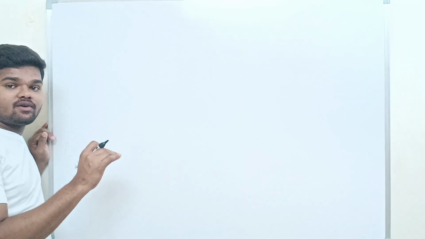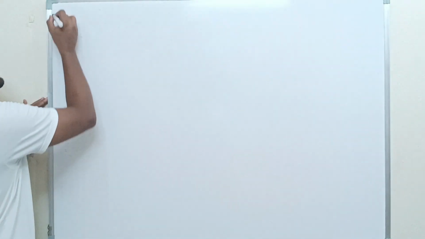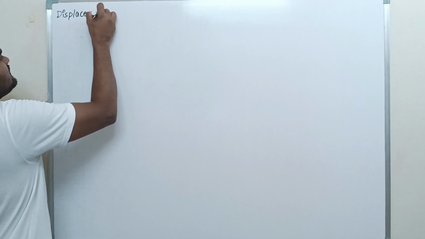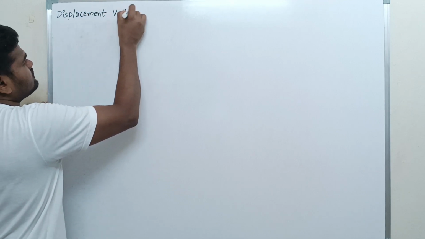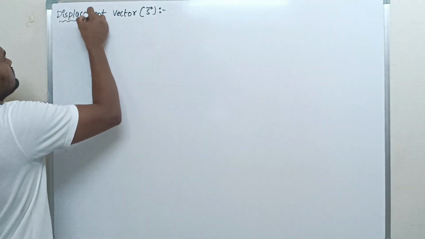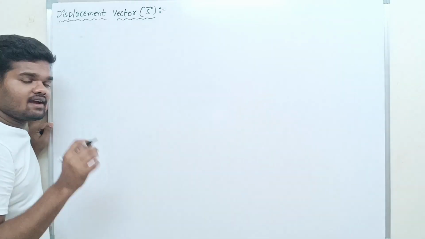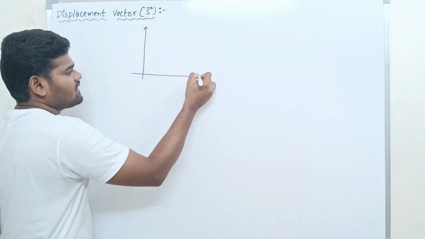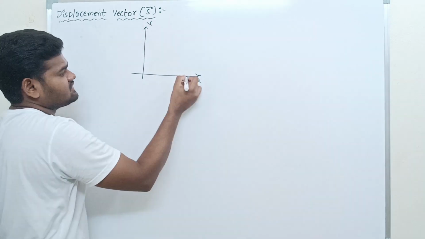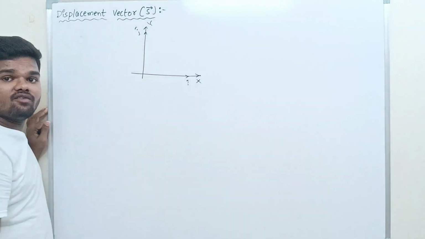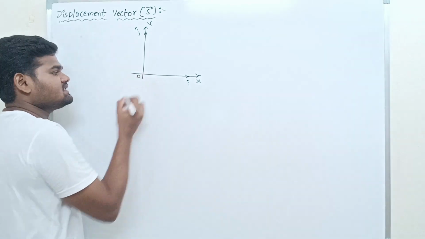So let us discuss the displacement vector. What is that? Displacement vector. It is denoted by S bar. To find the displacement vector, I'm taking a two-dimensional coordinate system. This is the x-axis, this is the y-axis. I cap is the unit vector along the x direction and j cap is the unit vector along the y direction. This is the origin O.